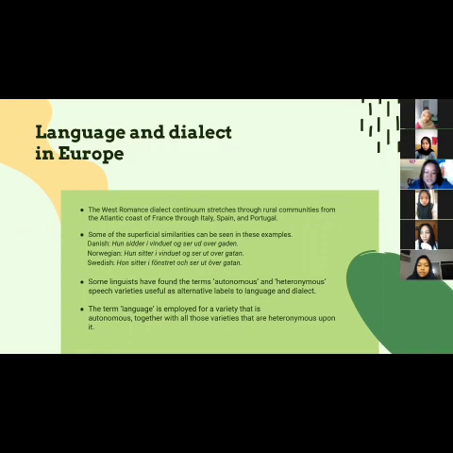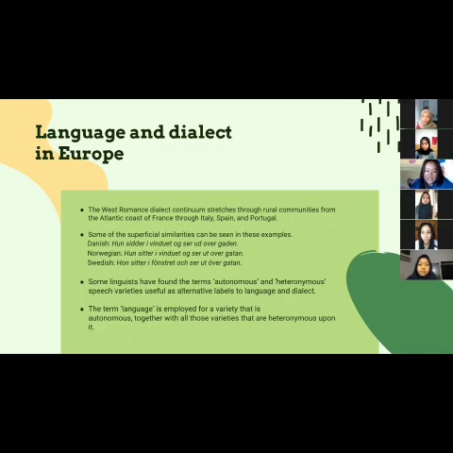Thus, for speakers of Cockney English in London and speakers of local dialects in Tyneside in the northeast of England, the linguistic differences may be so substantial as to prevent easy spoken communication, but both groups would say in a larger sense they speak the same language, since both have Standard English as a superordinate variety. The term is employed for a variety that is autonomous, together with all those varieties that are heteronomous upon it.